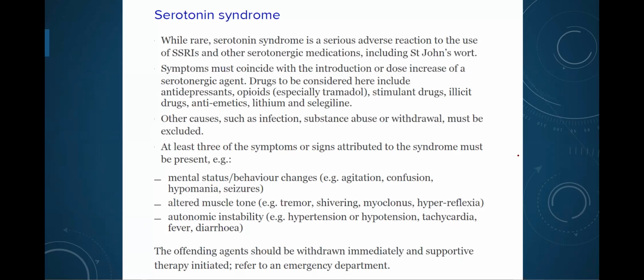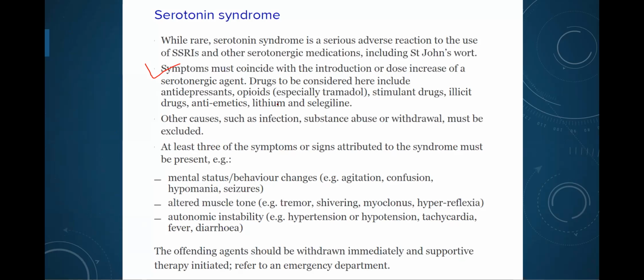Clear, everyone? So we have been discussing serotonin syndrome earlier. Serotonin syndrome occurs when there is an increased dose of a serotonergic agent, or if you give one or more SSRI medications in the same patient. It's not only the SSRI that increases serotonin in the body.